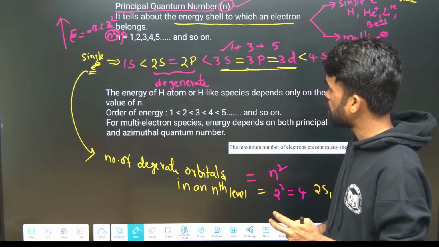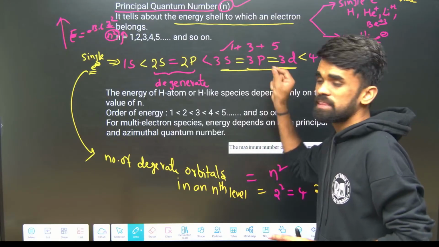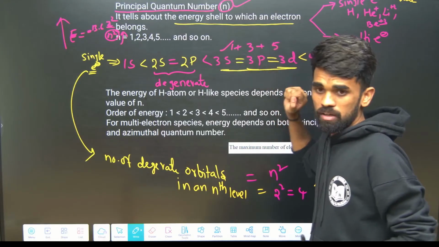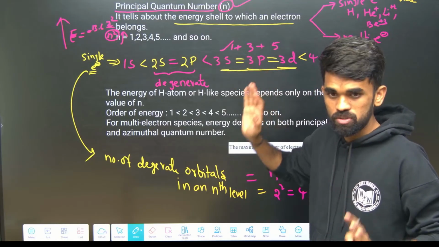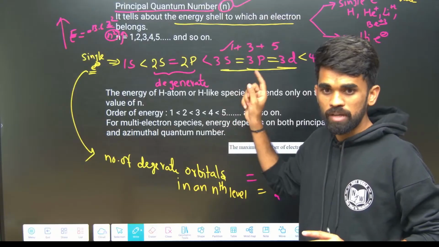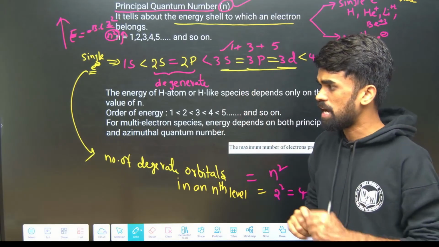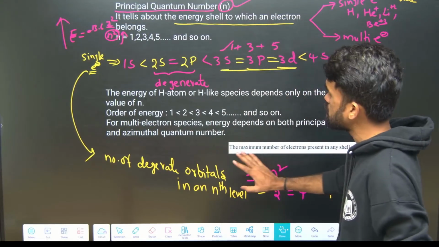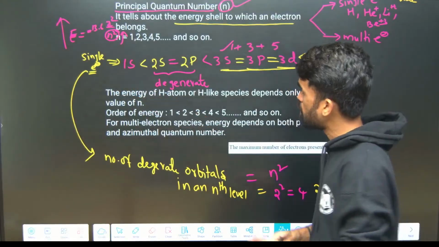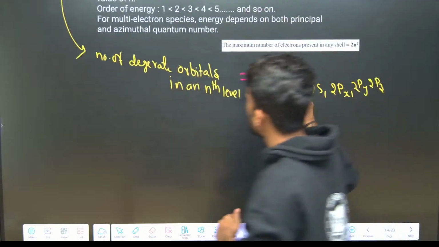If they ask the maximum number of electrons that can be filled in the nth level, let us say the third level, how many? 18. Each orbital holds 2, so 2 into 9, that is 18. The formula here is 2n square. If they ask for electrons, just take it as 2n square, that's it. So this story is for a single electron system. Now I am asking about multi-electron systems, where the scenario changes.